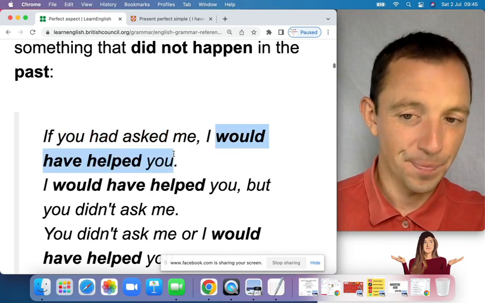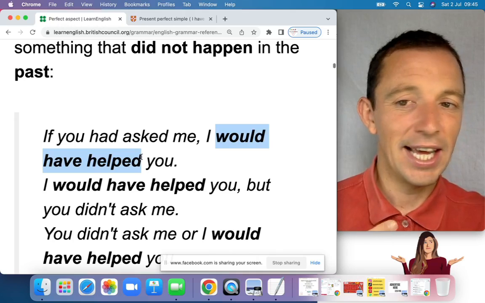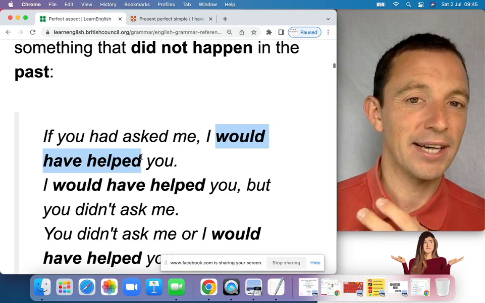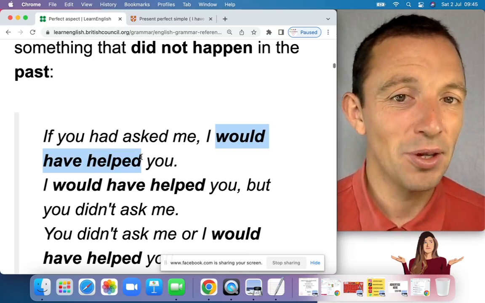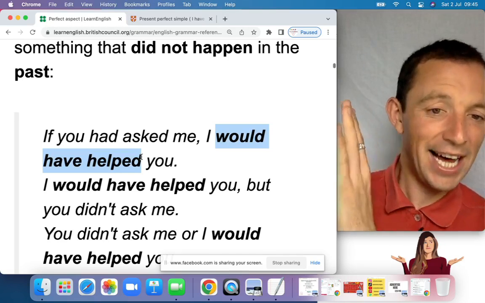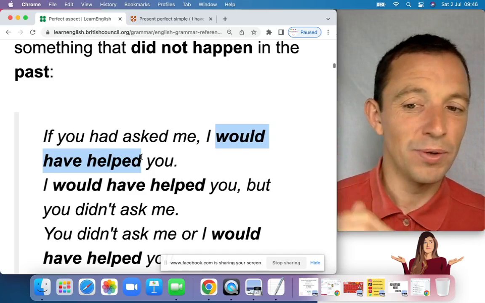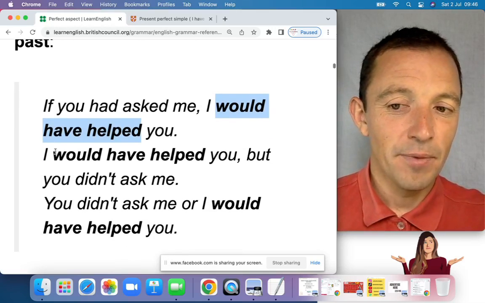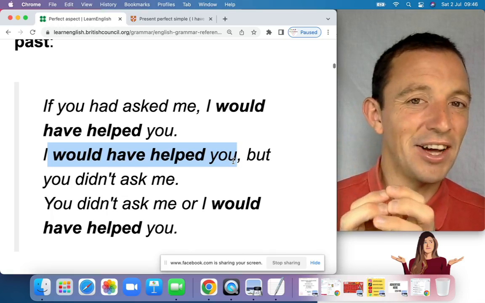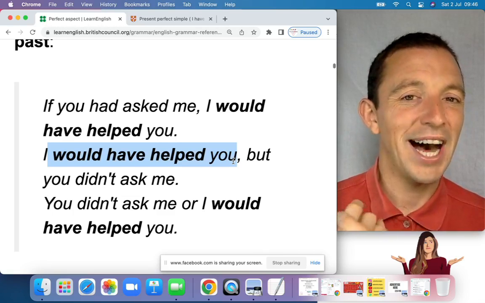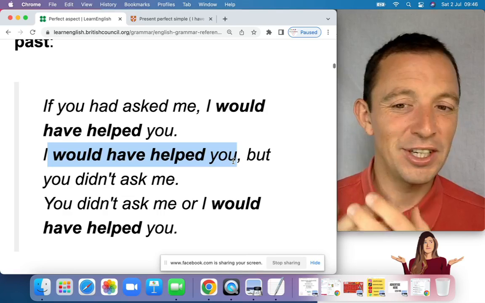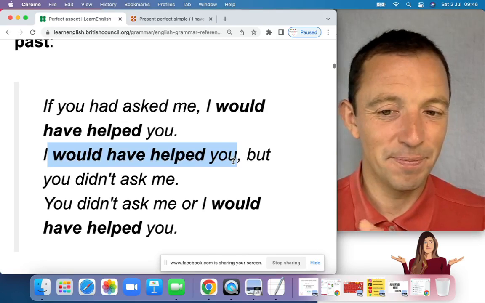So would plus the perfect is to describe something that did not happen in the past. Very typical with the conditional. If you had asked me, I would have helped you. Next, I would have helped you, but you did not ask me. So I would have helped you, would plus the perfect, but you did not ask me, in the past simple.